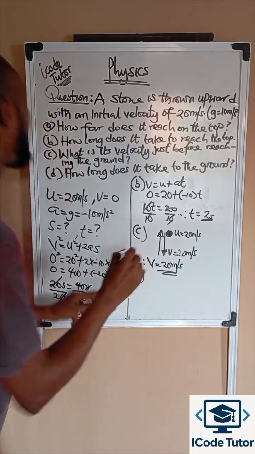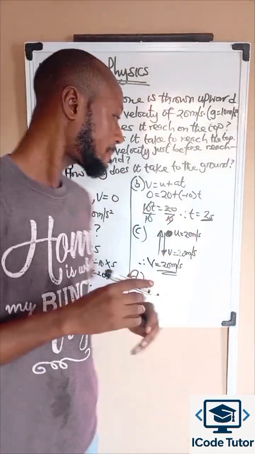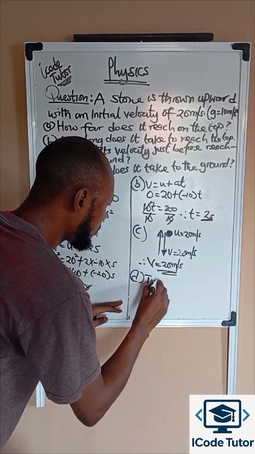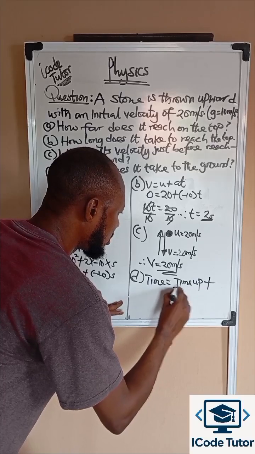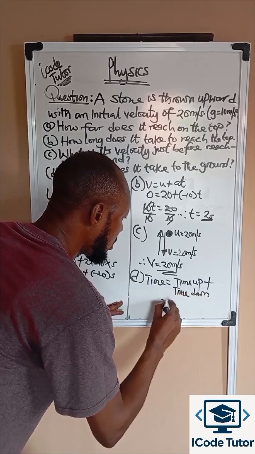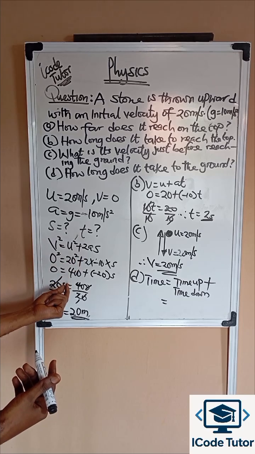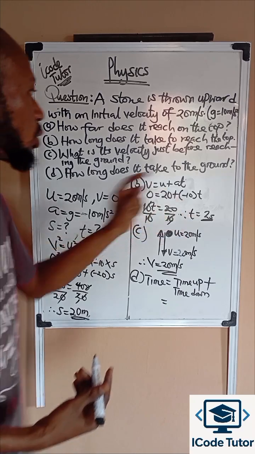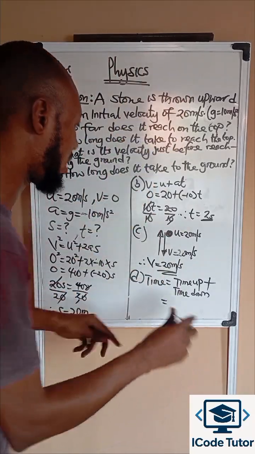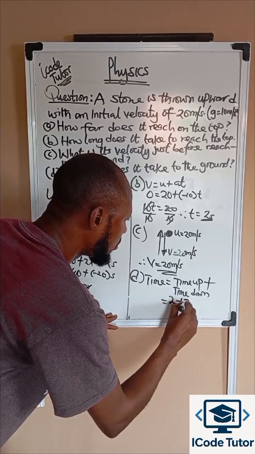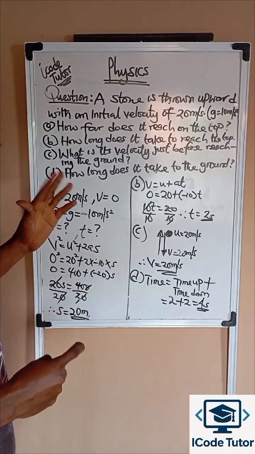Now, for the final part, how long does it take to reach the ground? As you all know, how long is time. That means that time equals time up plus time down. The time we calculated here is 2 seconds. That's the time up, and the same time up is the same as the time down. Therefore, our time will now be 2 plus 2, which equals 4 seconds. Now, that's the end of the question.